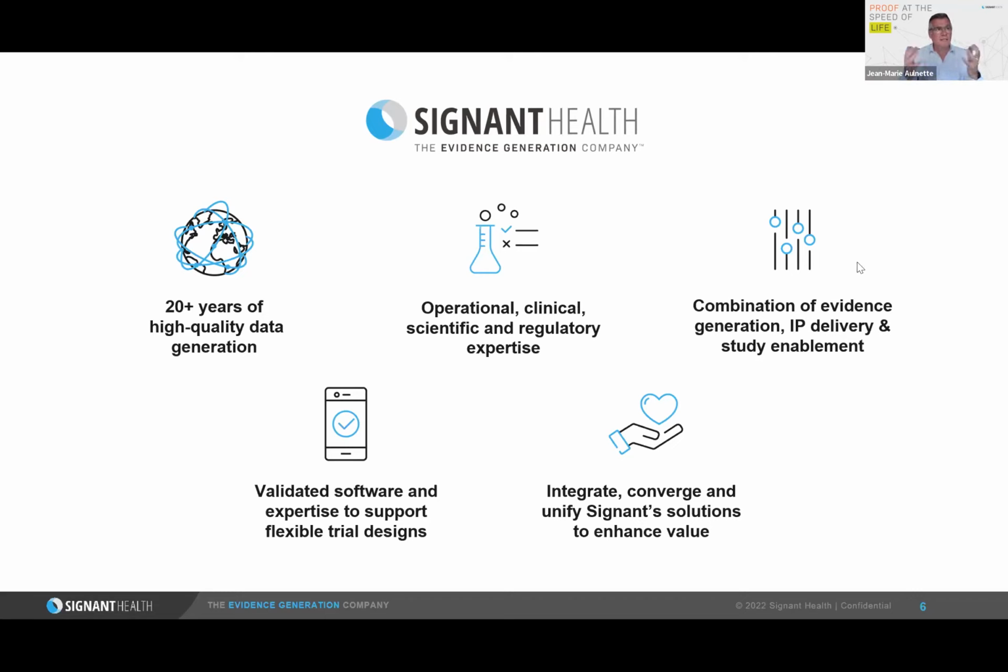And of course, if you look at Signant Health as an organization, we have integrated solutions to be able to offer the best user experience, not only for the patients, but as well for the end users, which are on the sponsor side or on the CRO side as well, and the investigator at the end.